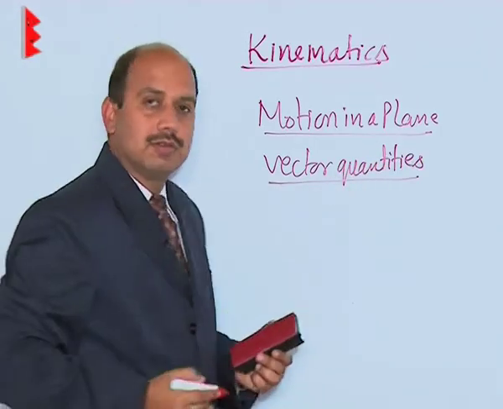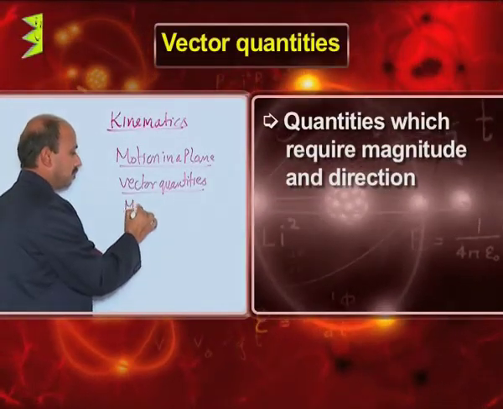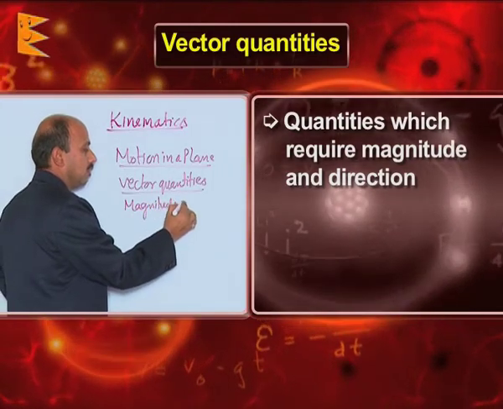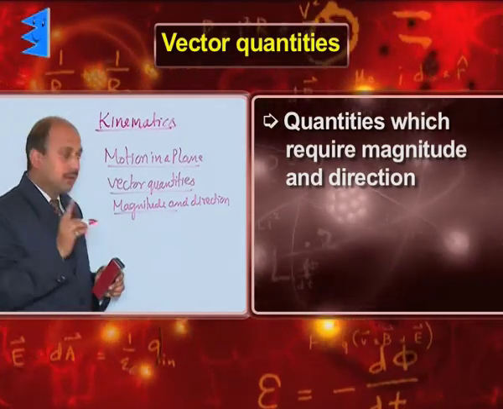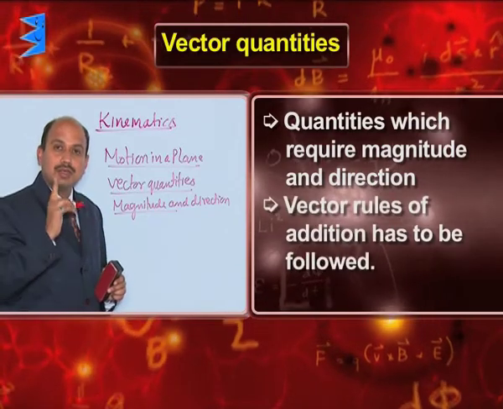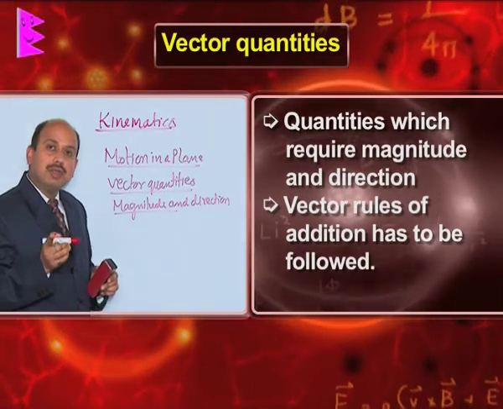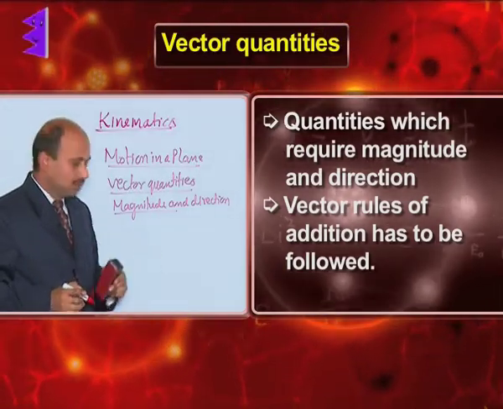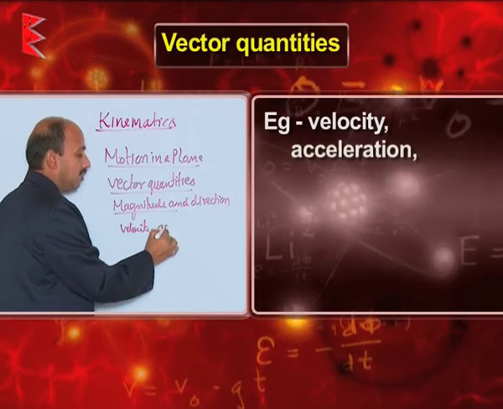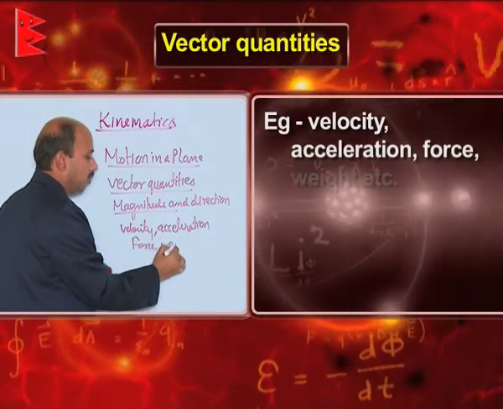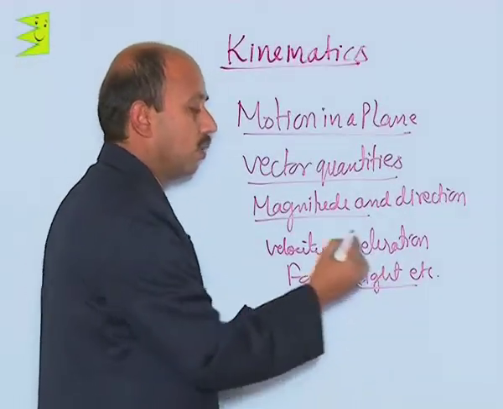So, now we will come back to the another quantity, that is here vector quantities. See, what are vector quantities? Those quantities which require magnitude as well as direction. Magnitude and direction are required to describe these quantities, but see here, besides magnitude and direction, vector quantities must obey vector rules of addition. So, all these quantities should obey vector rules of addition, then only they can be said to be vector. Examples of these quantities, like you can take here velocity, acceleration, force, weight, etc. So, these quantities are known as vector quantities.